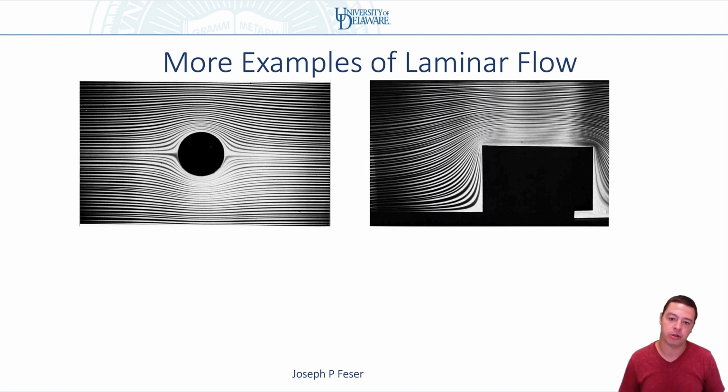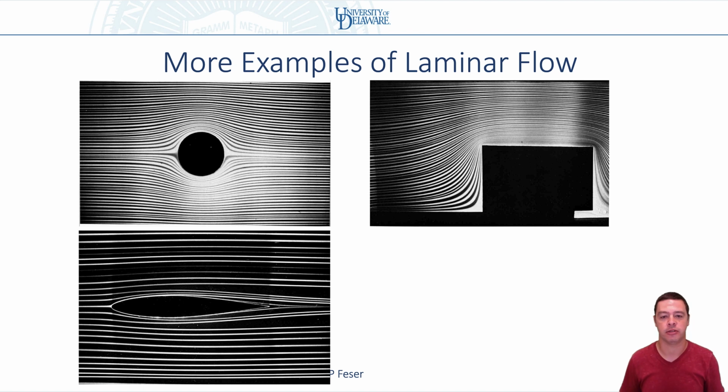Here's another example of a low speed flow around a wall type barrier where flow smoothly approaches, goes over top, and then basically goes down the backside smoothly as well. And then here's an example of a low speed flow over an airfoil. So this is a more streamlined type shape like what you would see on an airplane.